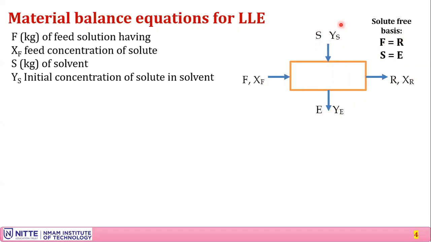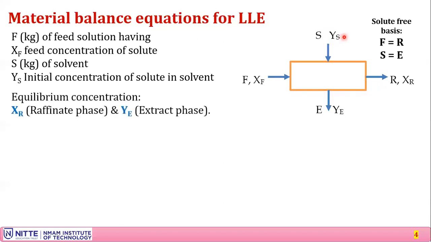Alright. Usually if the solvent is pure, this YS is 0. So this is the initial condition. You have allowed it to equilibrate. The equilibrium condition is extract and raffinate, then they are available at the equilibrium condition. The concentrations of the solute in the two phases are XR in the raffinate phase and YE in the extract phase.